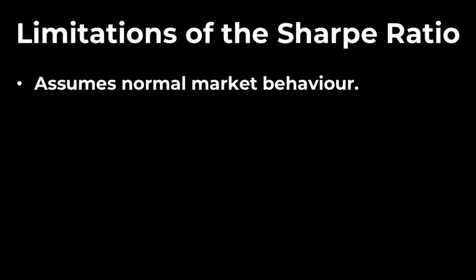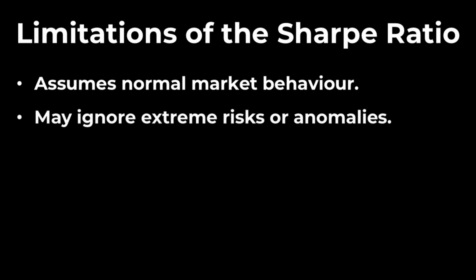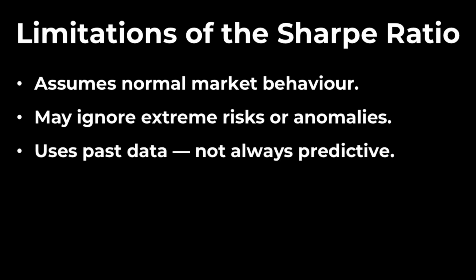Of course, no metric is perfect. The Sharpe ratio assumes markets behave normally, and we all know they rarely do. It also overlooks extreme events like crashes or sudden rallies. And since it's based on past data, it can't always predict future performance.